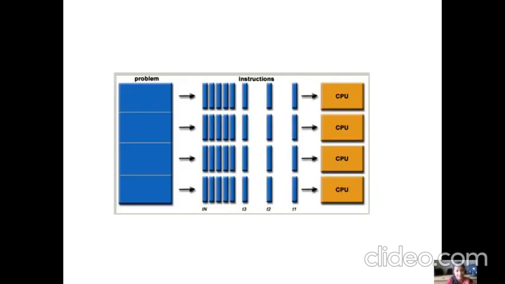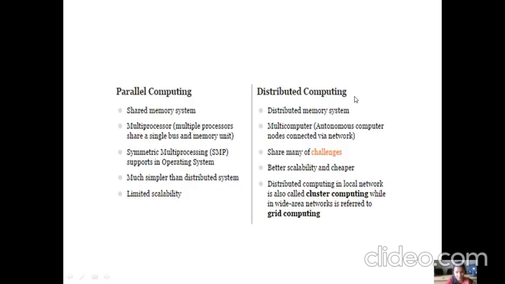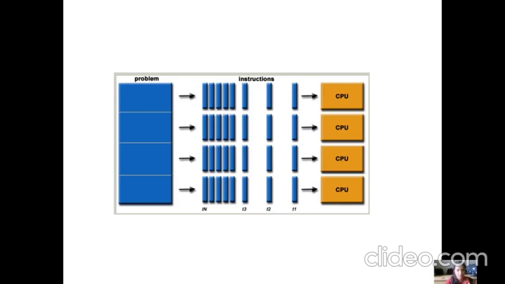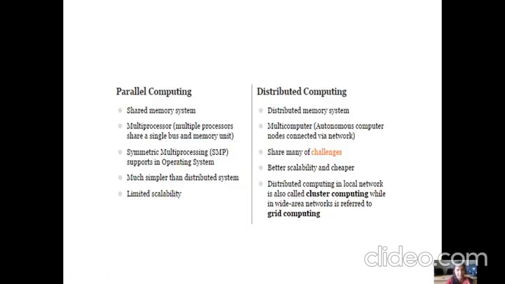So just look at this diagram. I have given a problem to the parallel computing. What it is doing is taking the problem from the user and breaking it down into smaller instructions or smaller pieces or independent problems. So the whole problem is divided into smaller instructions. All these smaller instructions are given to their CPU or processor. Okay. So this is all about parallel computing and distributed computing. Now let's talk about the differences between parallel computing and distributed computing.